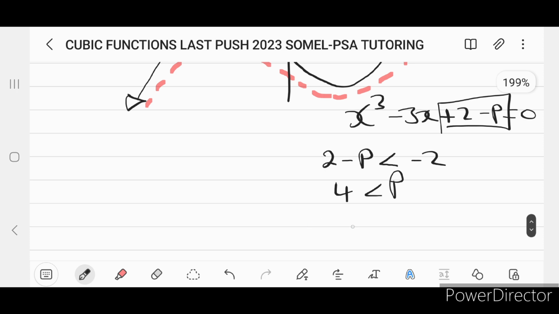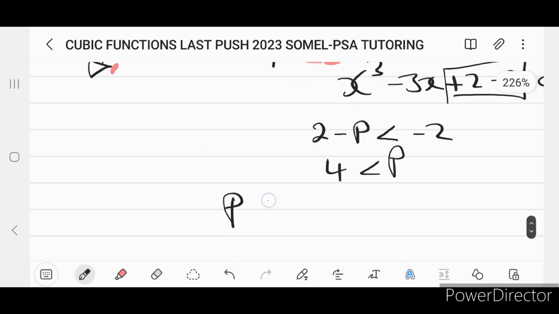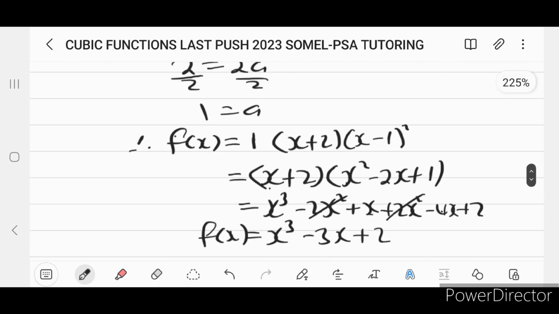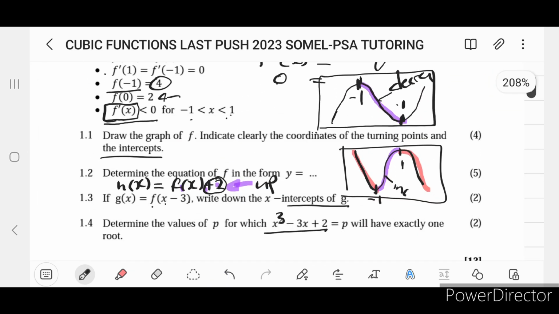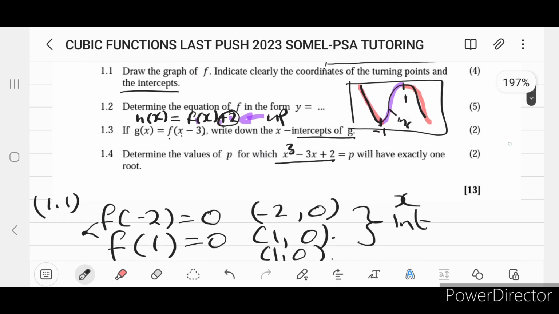So now what is my final answer? My final answer is that p must be less than 0, or p must be greater than 4. So this is it. Okay, so that's how you answer such types of questions. Thank you very, very much.